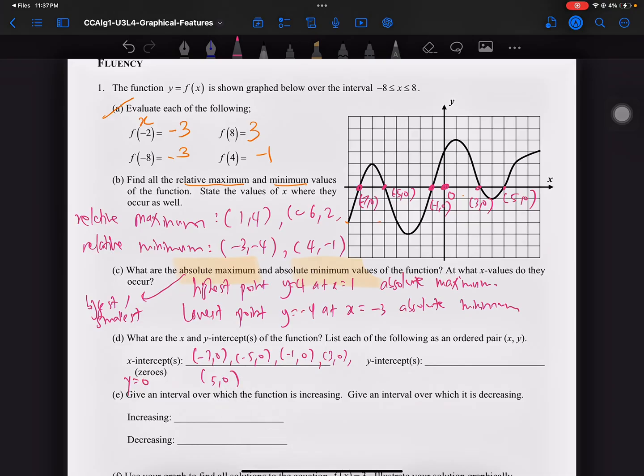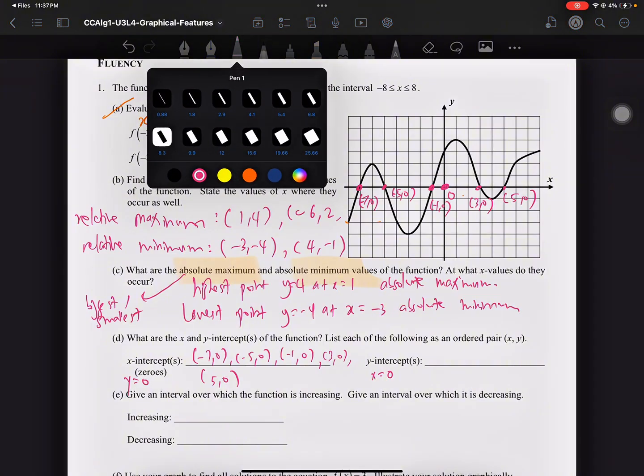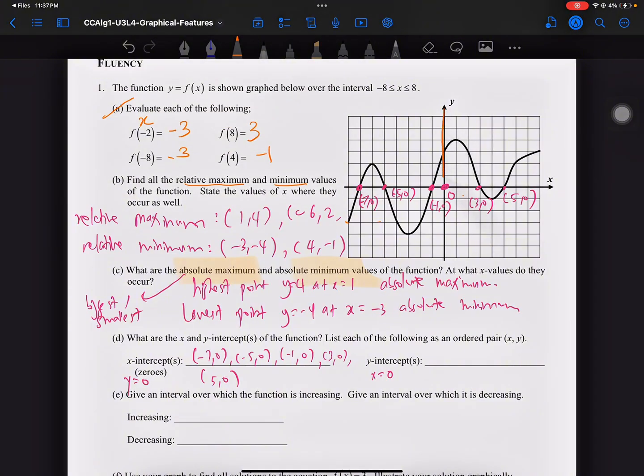And then the y-intercept is when x is 0. This is the only line where x is 0. So I need to find where the graph crosses the y-axis, that's x = 0. Then I read the value of y. I only have 1, which is x = 0 and y is 3. So I list down the coordinates.